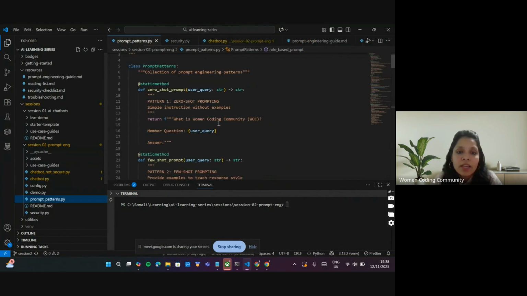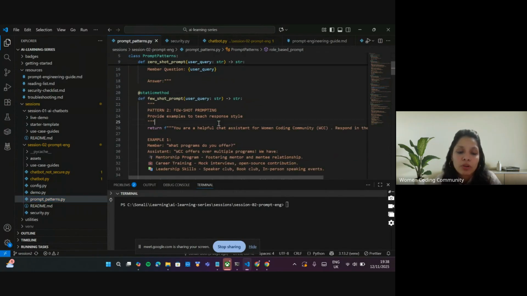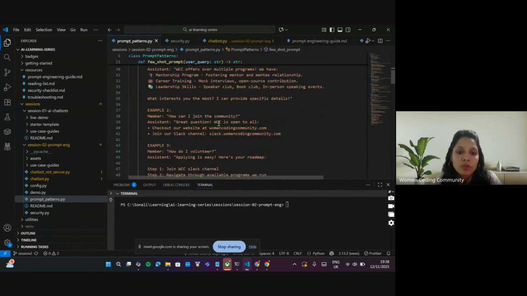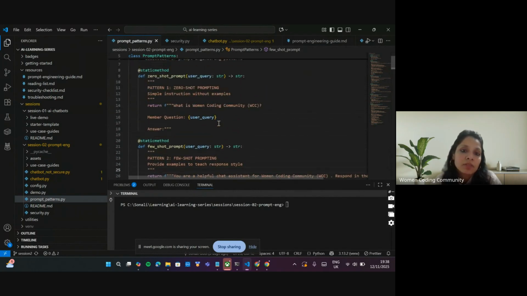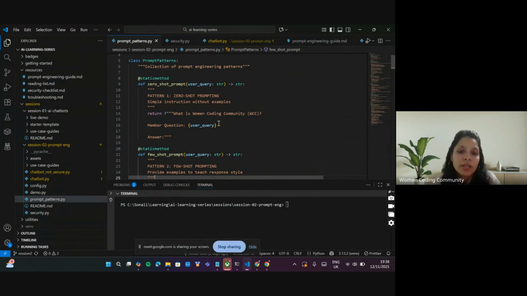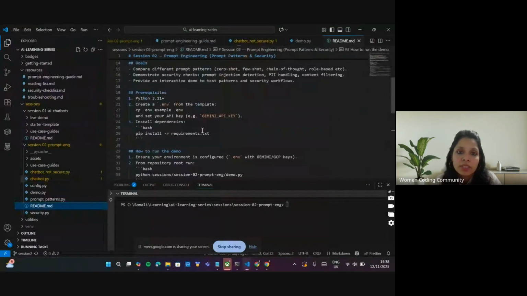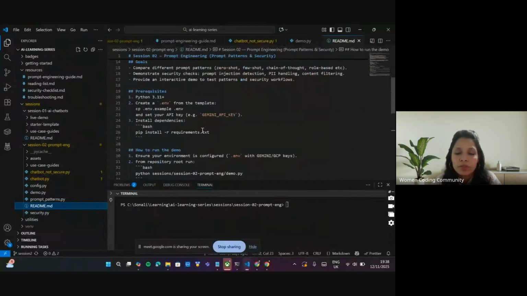The critical part, if you are thinking about what your zero shot prompt, few shot prompt or all the different prompt patterns should look like, is this. At a very high level, I've tried to create it taking the use case of the WCC chatbot. Have a look. I'll run the demo and you can see the examples as well. It's very simple to run through, and I've tried to add all the details in the README. You can go through it. If you have any questions, you can ask us.